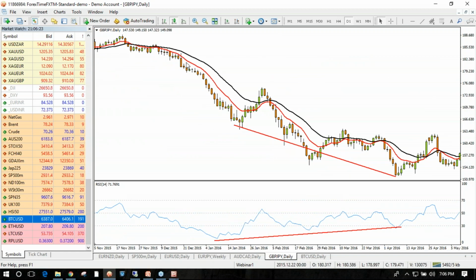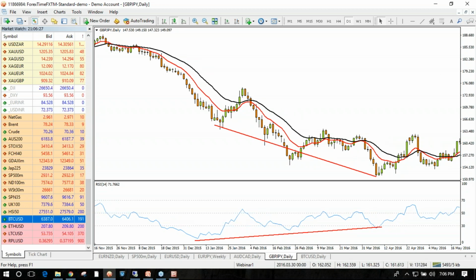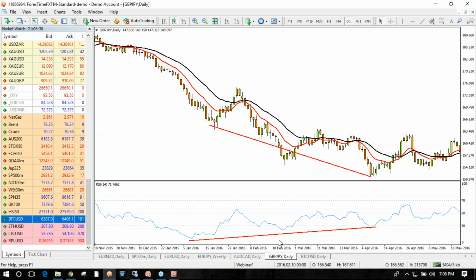Now look at this one. I love this as well. A very long downtrend, a very, very long one. But look at all the bottoms. On RSI, they were actually rising. The bottoms were going down on the actual chart, but on the RSI chart, they were rising.